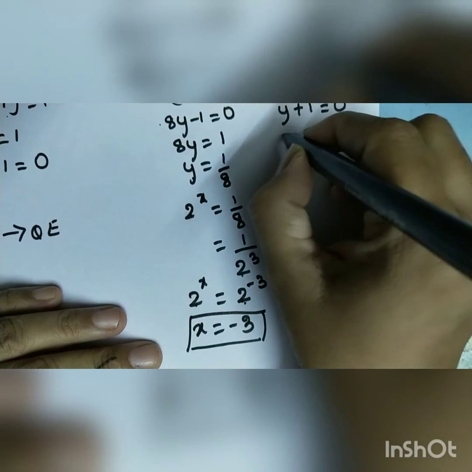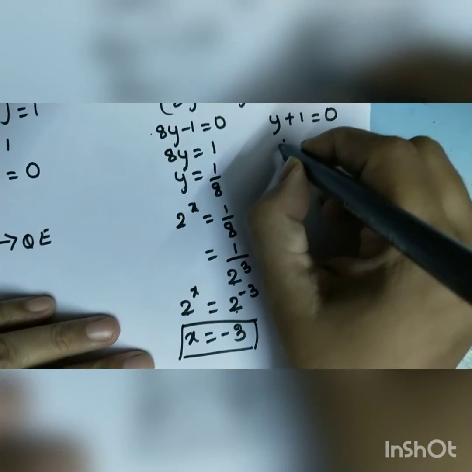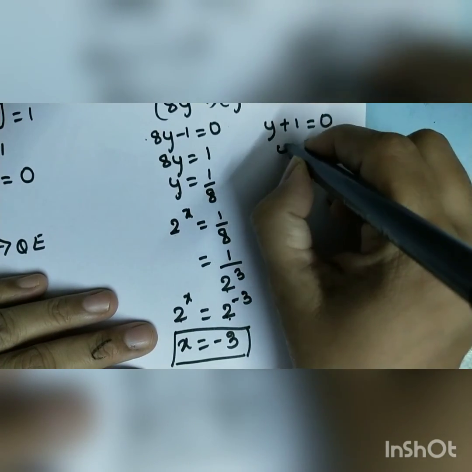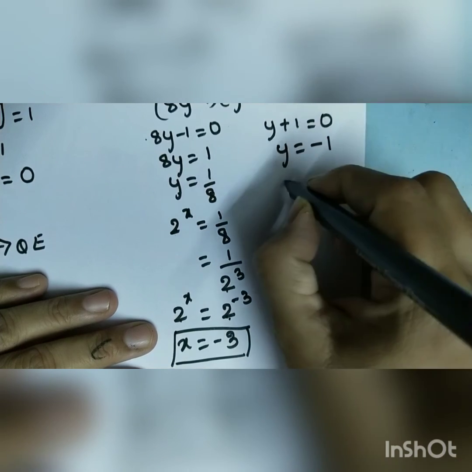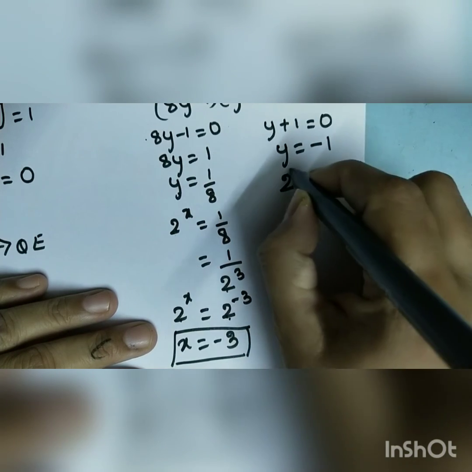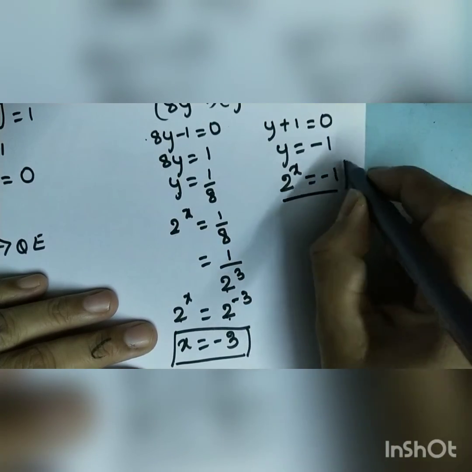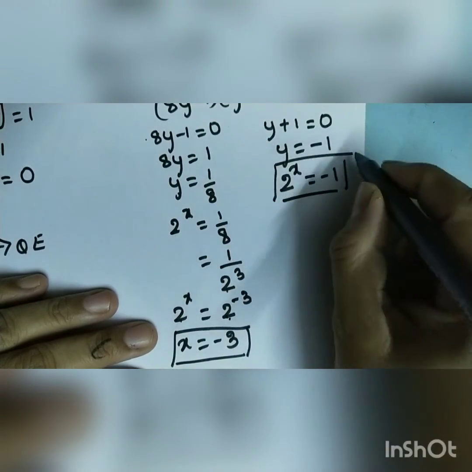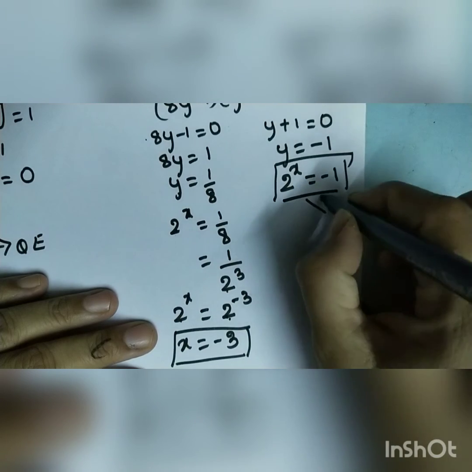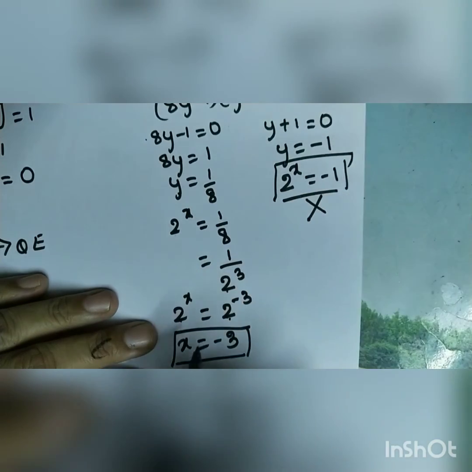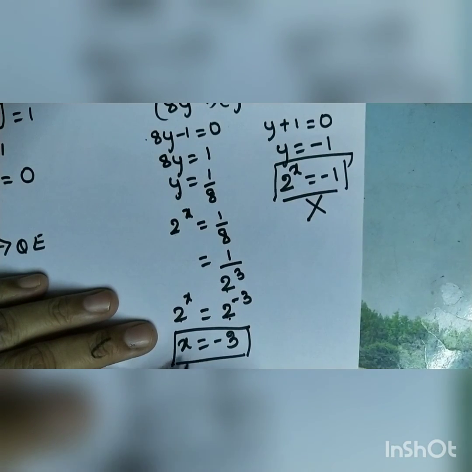So consider the other factor. We can say here y plus 1 is equal to 0. It becomes y is equal to minus 1, and we know that y is nothing but 2 raised to the power x, which is equal to minus 1, which can never be simplified or solved. So this is not possible, friends. We have to consider only the other factor, that is x is equal to minus 3.